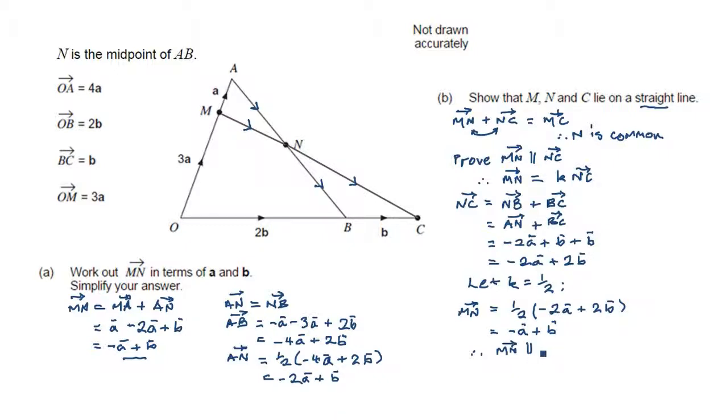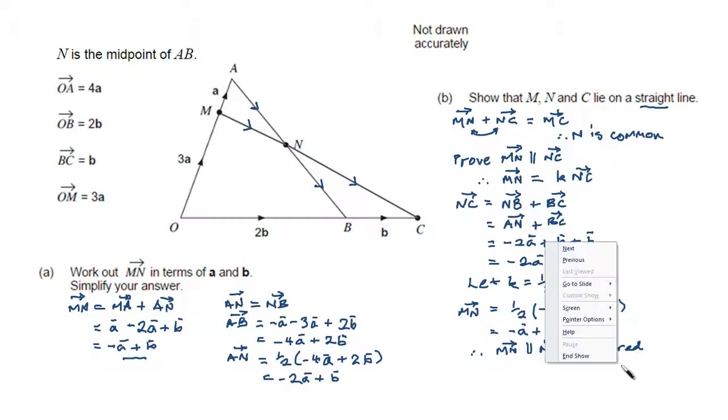and so we've proved, therefore, that MN is parallel to NC, which was required, which is what we had to prove.